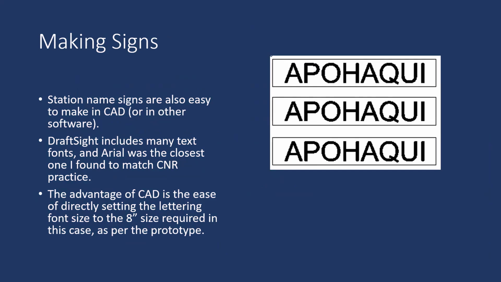Station name signs are also easy to make in CAD or other software. DraftSight includes many text fonts, and Arial was the closest one I found to match CNR practice. The advantage of CAD is the ease of directly setting the lettering font size to the 8-inch size required in this case as per the prototype. So that's really what you're gaining as opposed to using Word or some other program. Very precise in the drafting program.